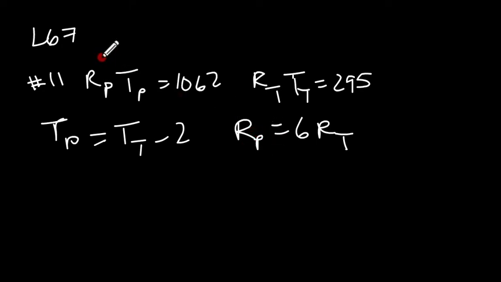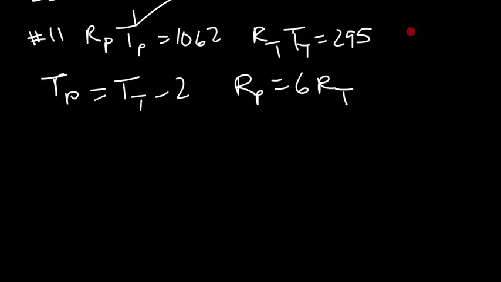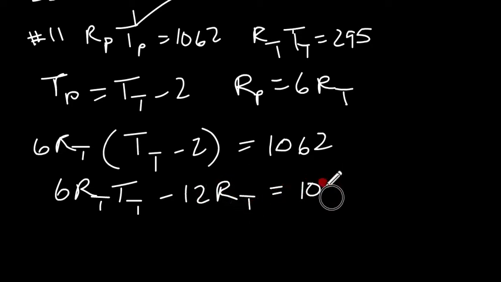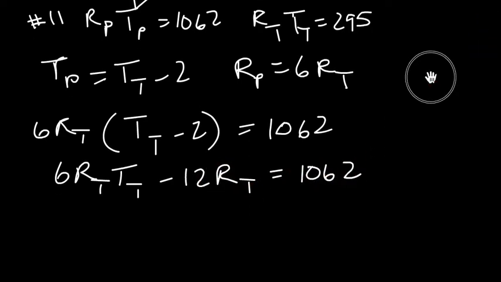So we're going to use the equation. You can pick between the two. But since they're both solved for the P subscript, we're going to use this one. You just simply substitute it back into the one that has the same subscripts. So RP is 6 RT. I just like to put them in the order to distribute. And TP right here is TT minus 2, and that equals 1062. Distribute it through, and this is where the miracle happens. RT, TT minus 12 RT equals 1062. We substitute. TT equals 295. So we just substitute that in there.